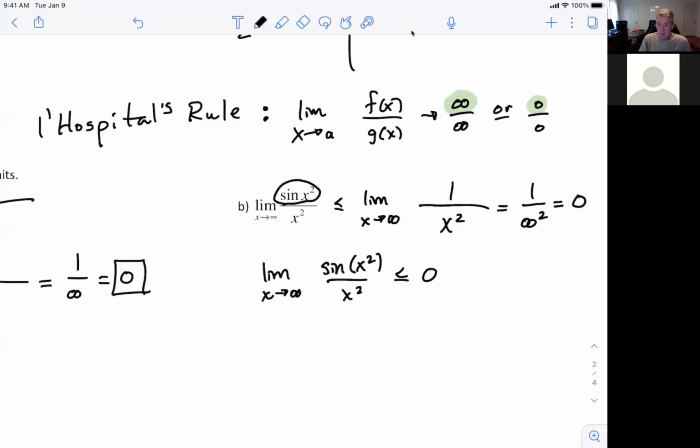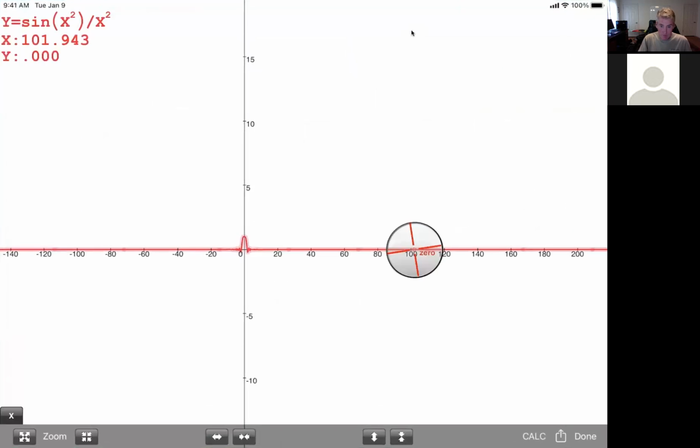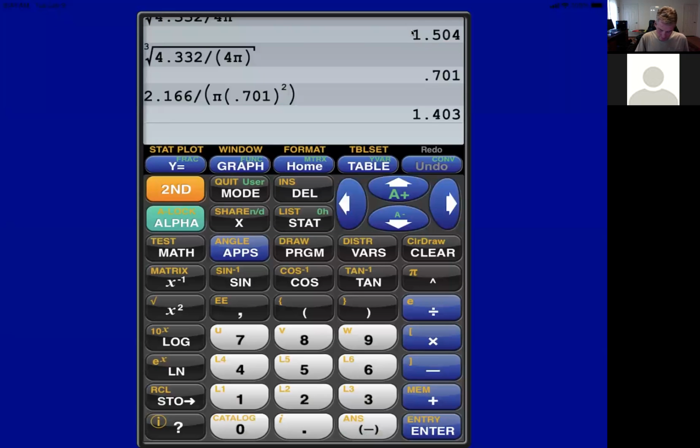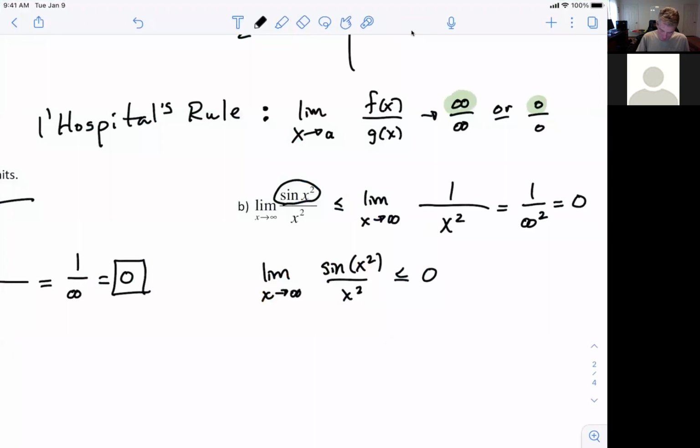And if it's less than or equal to 0, it doesn't really have much room to go, so it's equal to 0, which is what I was seeing on the graph. The y values are 0. Now, they're not actually 0, but they're so very close to 0 that the graphing calculator just calls it 0. So the answer is 0, but you can't use L'Hopital's rule to prove it.